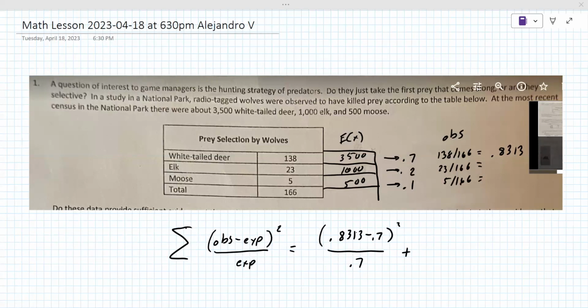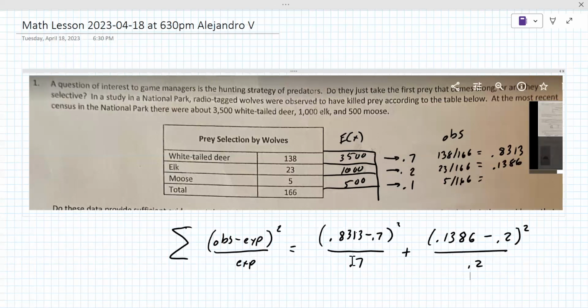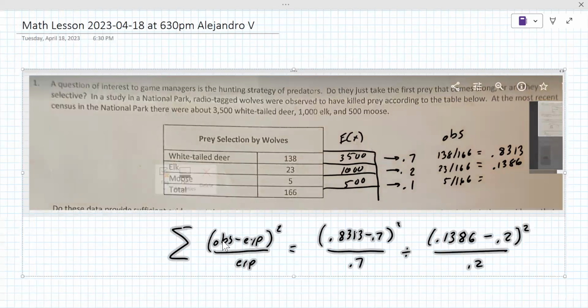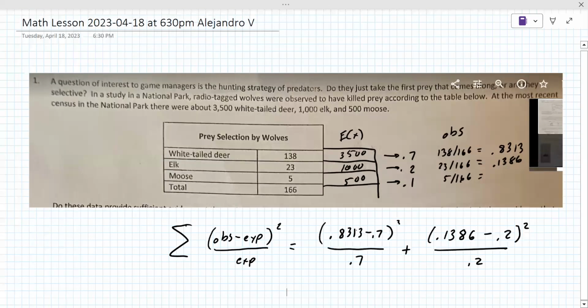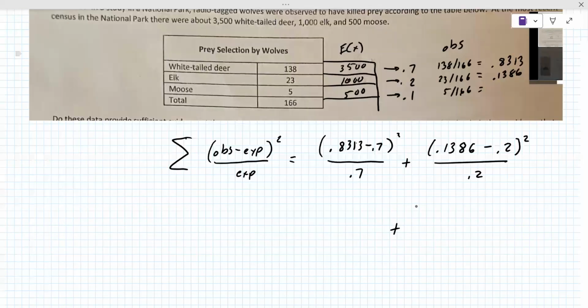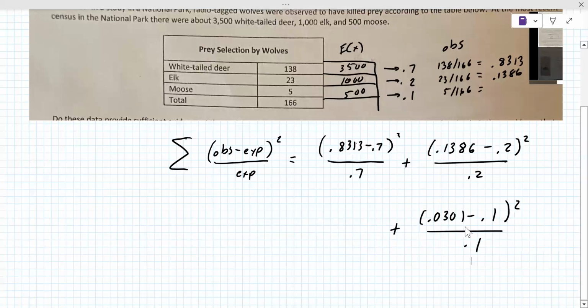23 over 166 is 0.1386, minus 0.2 squared over 0.2, plus the last one, 0.0301, minus 0.1 squared over 0.1. So you have to do this calculation and get all these in there.